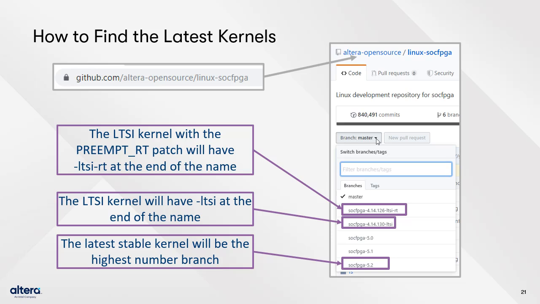Here is how you can find the latest kernels released for the Altera SoC FPGA devices. Go to the Altera FPGA GitHub repository Linux SoC FPGA. You can either get there by following the links at RocketBoards.org or by typing the link shown directly into your browser. Once you are there, pull down the menu to show all of the branches, as shown in the screenshot on this slide. The branch with the highest number in its name is the latest stable kernel.